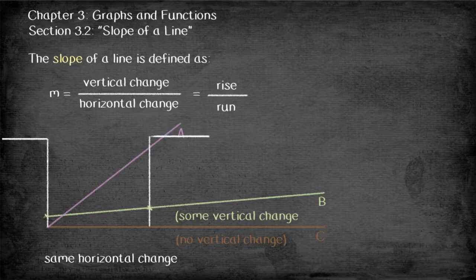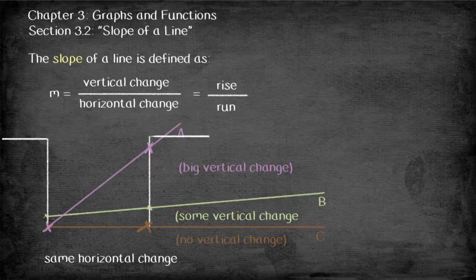For the brown line, we experienced no vertical change. Okay, we started on the ground and we ended on the ground, supposing that the ground is perfectly flat. But it is on this purple line that we experience the largest vertical change. We start here on the ground, and by the time we make it to the other building on the purple line, we are way higher up than we were when we started. So these three lines give us varying degrees of vertical change.